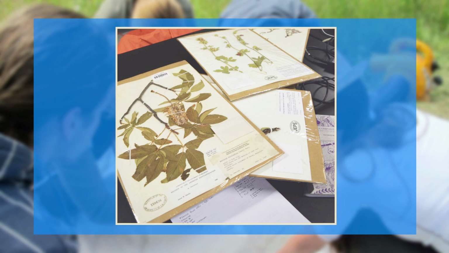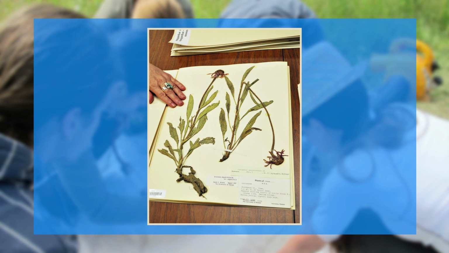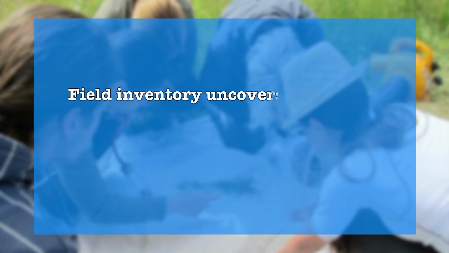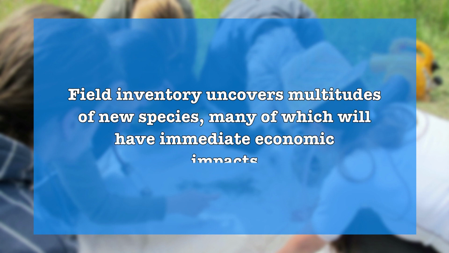Herbarium specimens along with floras and manuals aid in plant identification. Field inventory provides resource material for plant systematic studies. It serves as a reference collection for new taxa, known as voucher specimens. It provides a reliable baseline for counting populations and determining endangered species. It uncovers multitudes of new species, many of which will have immediate economic impacts.